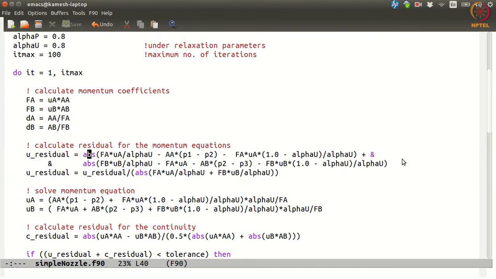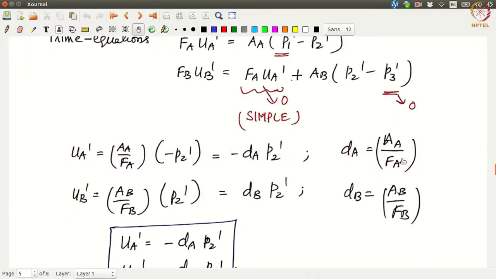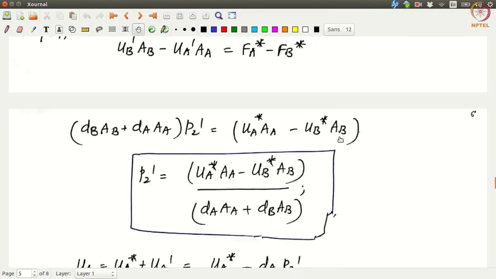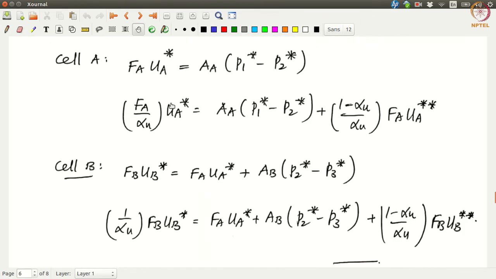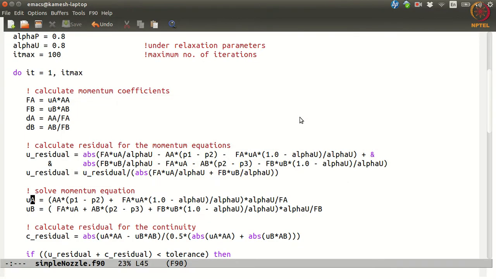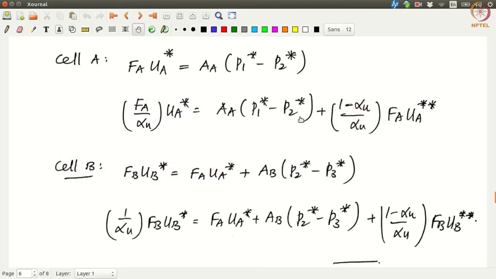So basically taking the entire momentum equation to one side, this is what we have. Okay, we'll come back to this a little later. So what is the momentum equation? We have to look for the under-relaxed equation that we have written. That is your UA star equals AA times P1 star minus P2 star plus the under-relaxation component, that is (1 minus alpha) by alpha times FA UA, and then this entire equation has to be multiplied with alpha U divided by FA to get UA star.